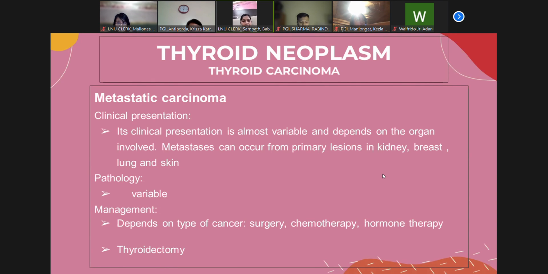Now, metastatic carcinoma. Its clinical presentation is variable and depends on the organs involved. Metastasis occurs from primary lesions in the kidneys, breast, lungs, or skin. Its pathology varies based on the organ involved for metastasis. For the management, it depends on the type of cancer, whether we use surgery, chemotherapy, hormonotherapy, or thyroidectomy. And the next.